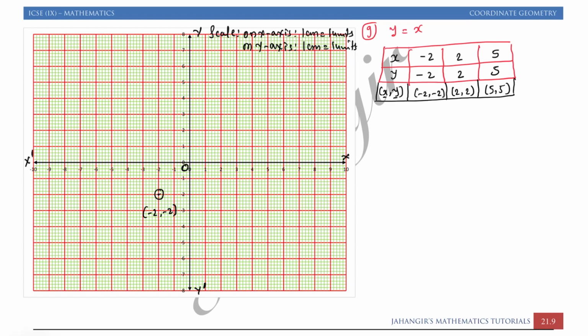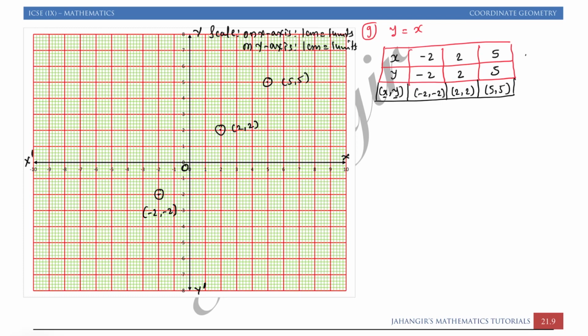Second is 2 comma 2, see 2 is over here, y's 2 is over here, so the intersection of both will be our coordinate. This is 2 comma 2 and then last 5 comma 5, so it's over here. If you draw, you should always get a straight line.